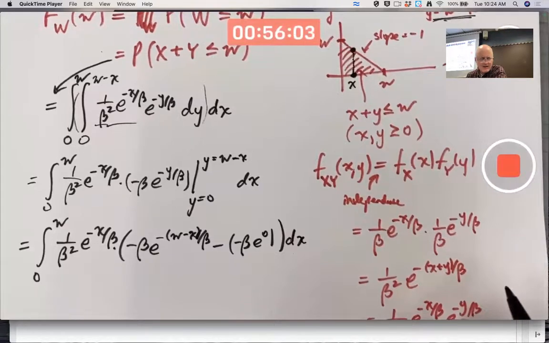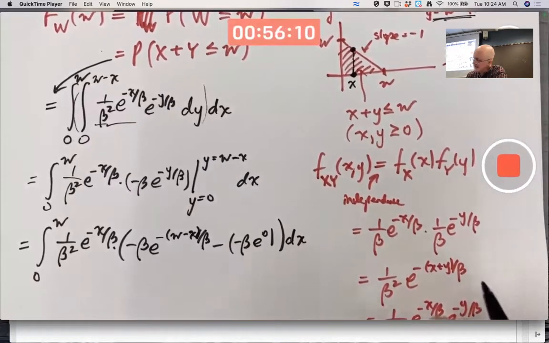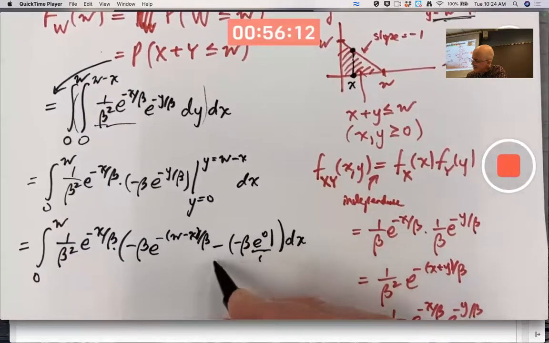Does that look good? Check it over in your mind. That'll help you stay awake anyway. I think it's good. E to the 0 is 1. This is just a plus beta.